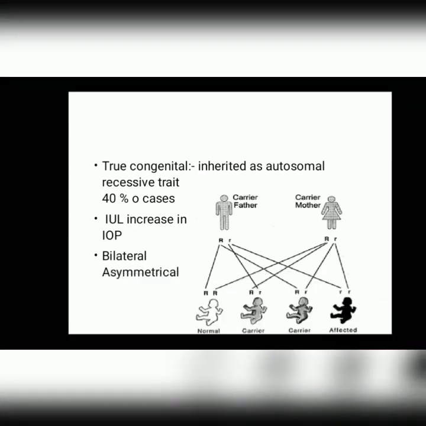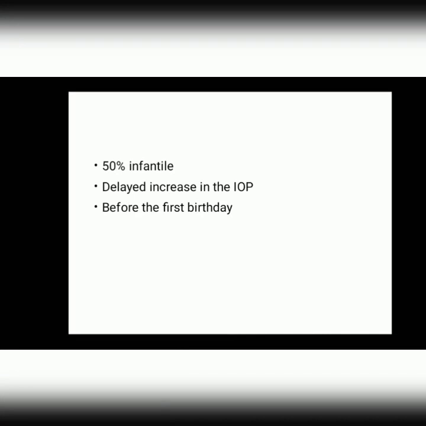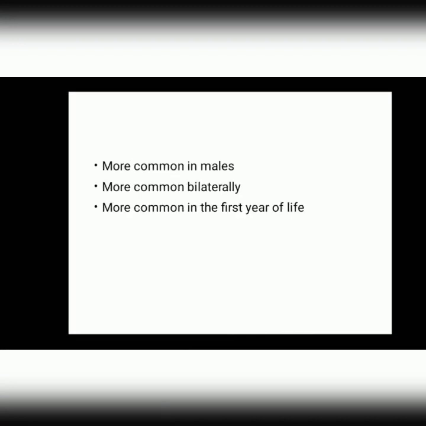It also may be an infantile condition, which means there is a delayed increase in intraocular pressure, so it appears later, but not beyond the first birthday. By incidence, primary congenital glaucoma affects boys more commonly, is more commonly bilateral, in both eyes, and more commonly occurs in the first year of life.